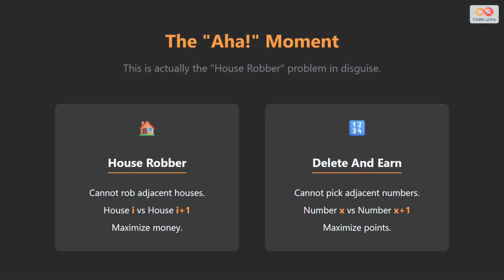Once we view the data as sorted buckets, the delete neighbors rule looks very familiar. If we take the bucket for number x, we cannot take the bucket for x minus 1 or x plus 1. This is exactly the same structure as the house robber problem, where you cannot rob adjacent houses. We have successfully reduced a new problem to a known one.